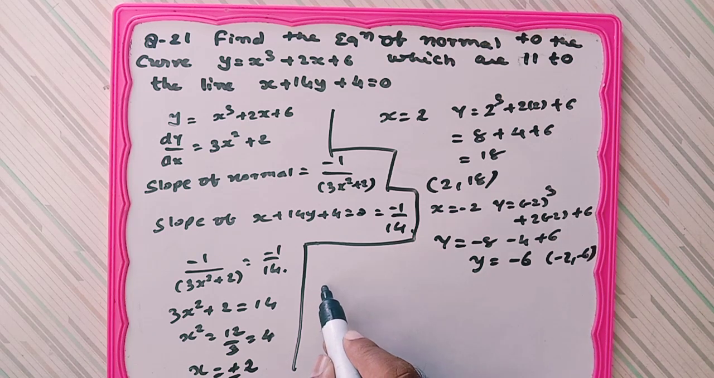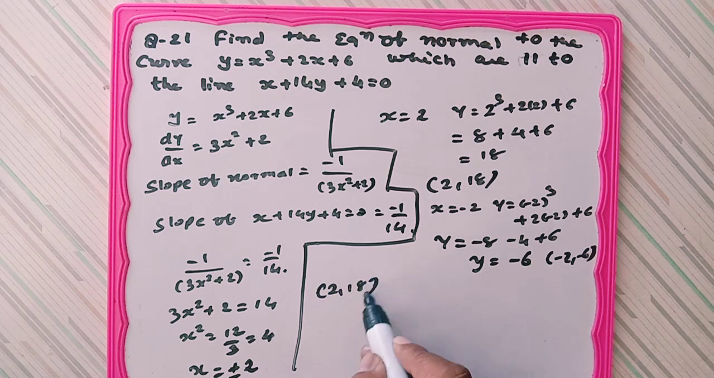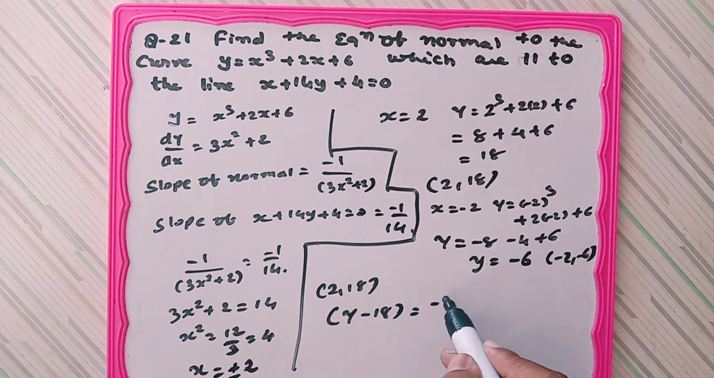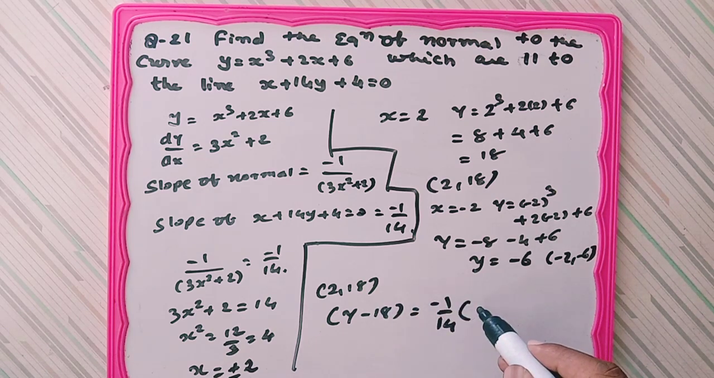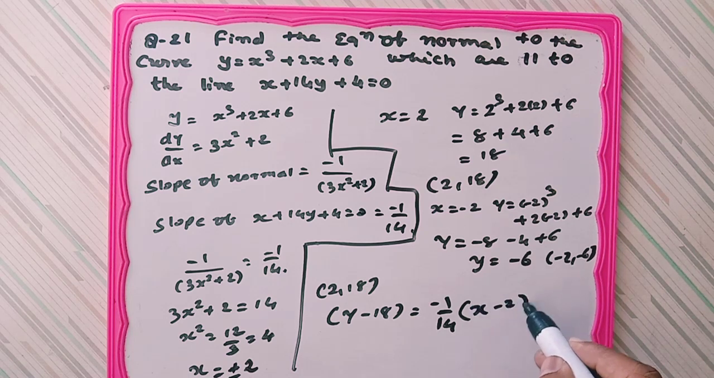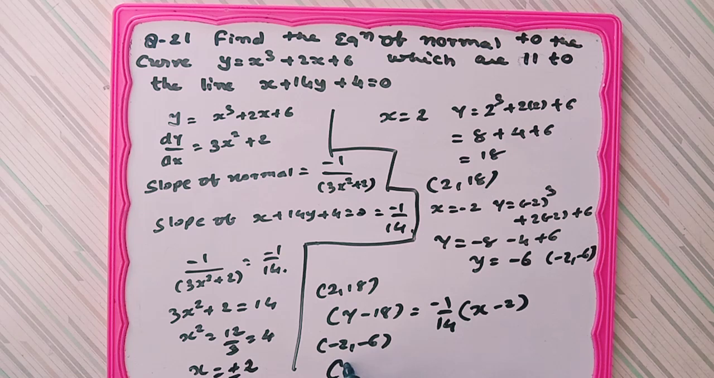So the equation of the normal at (2, 18) will be y minus 18 equals minus 1 by 14 into (x minus 2), and at (minus 2, minus 6) the equation of the normal will be y plus 6 equals minus 1 by 14 into (x plus 2).